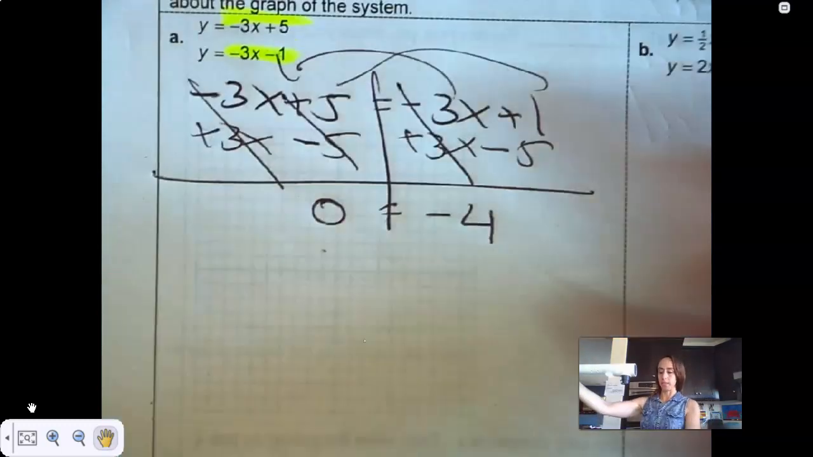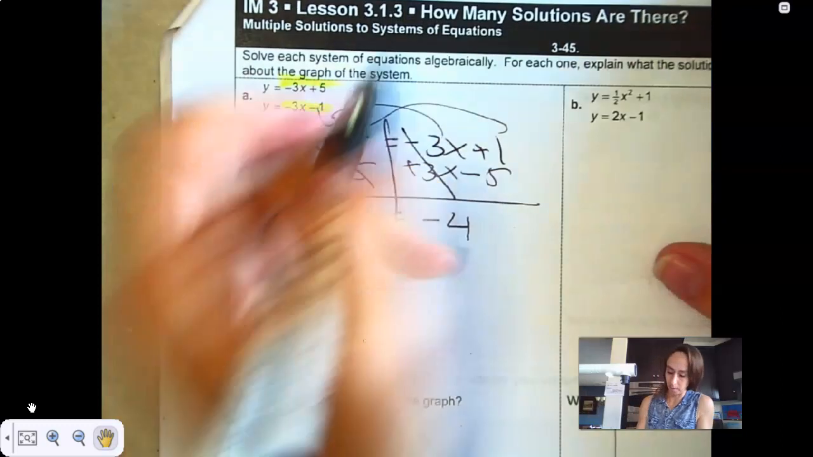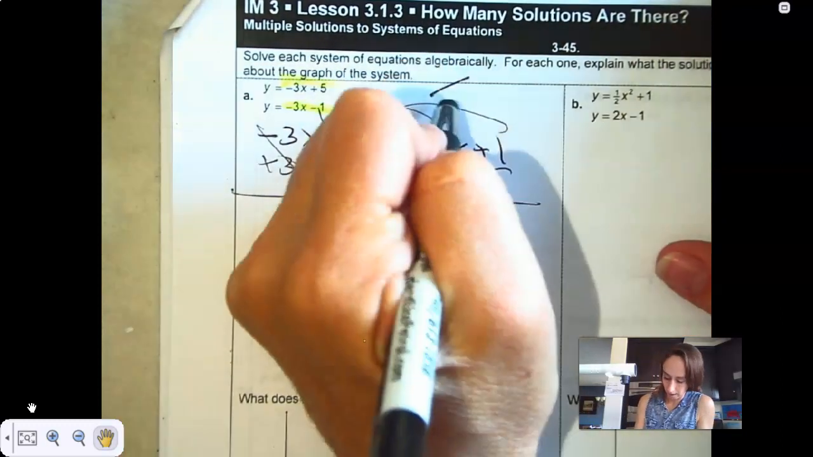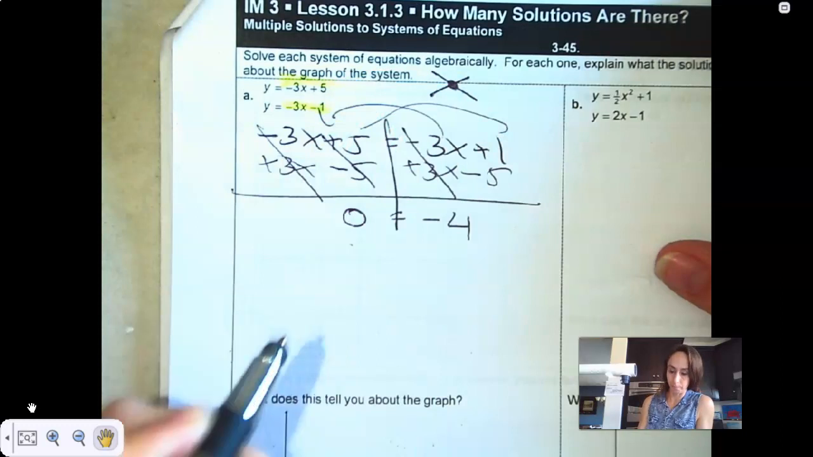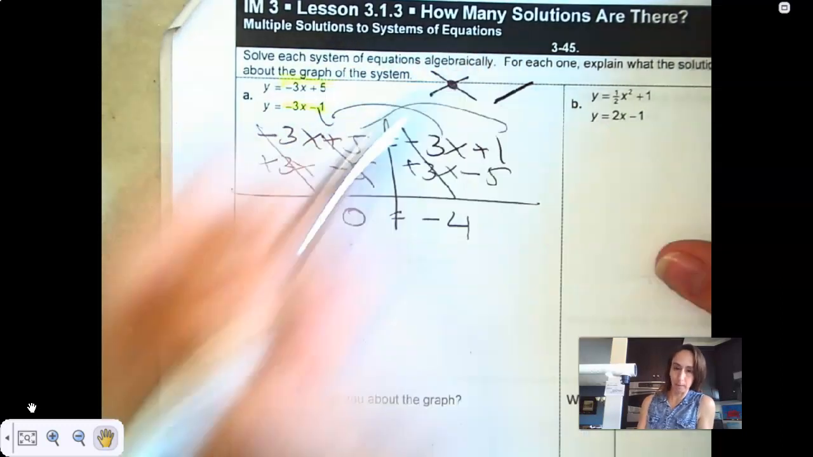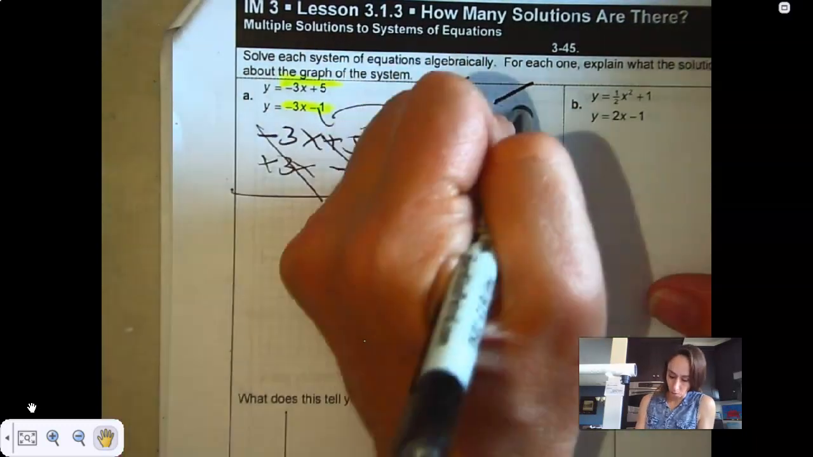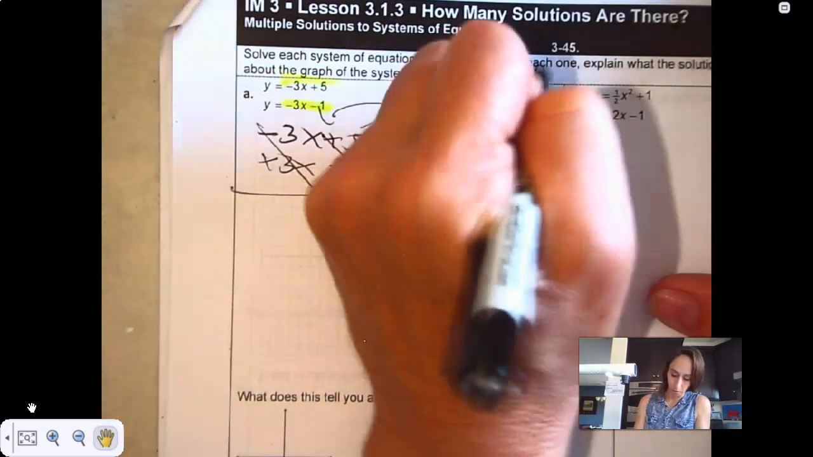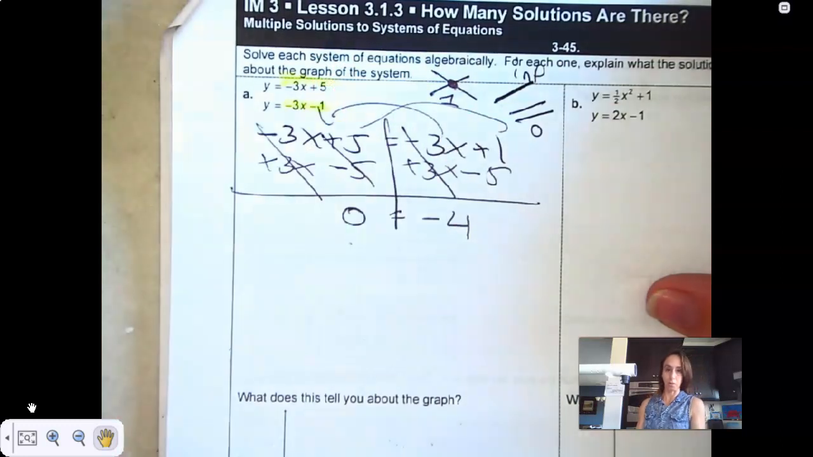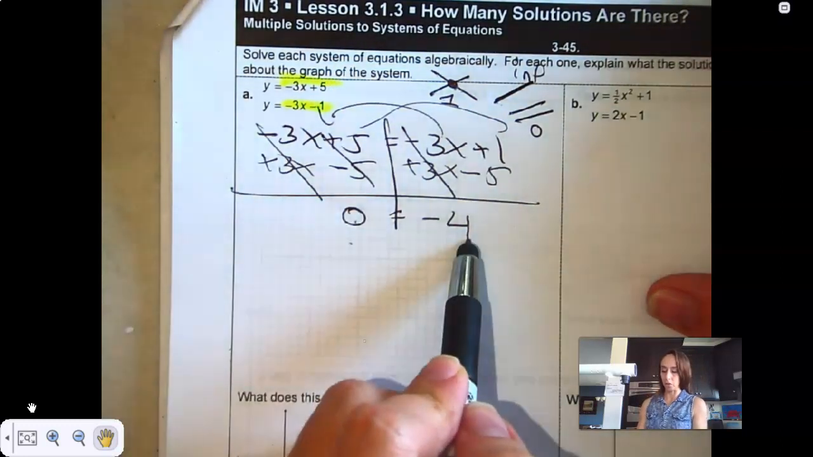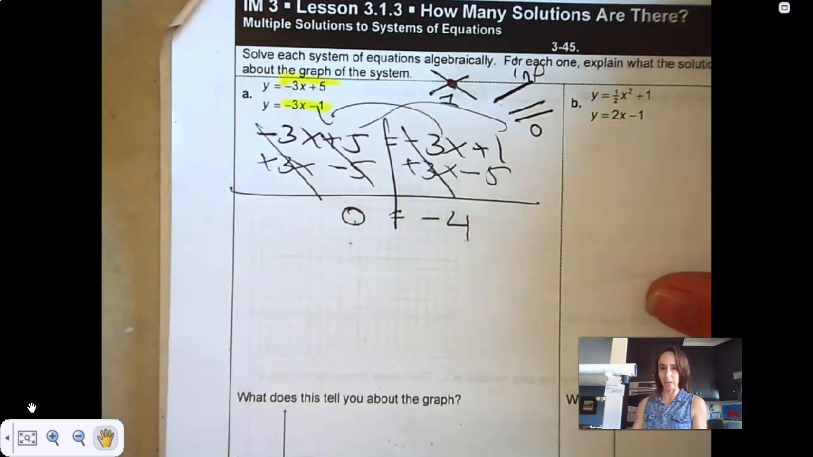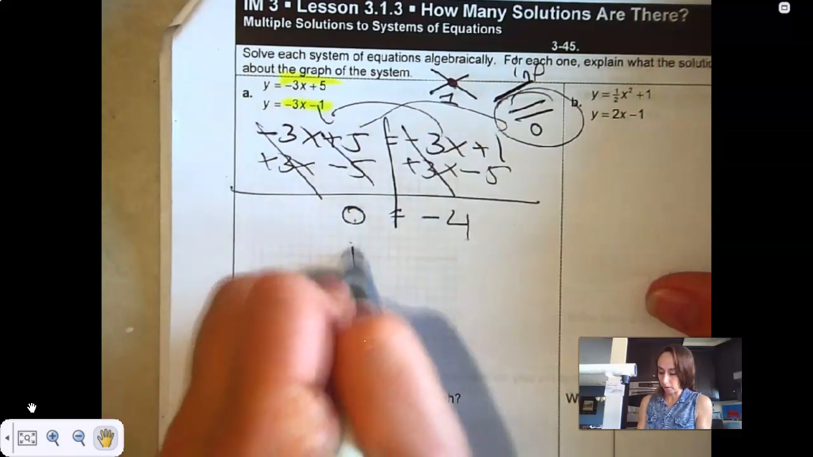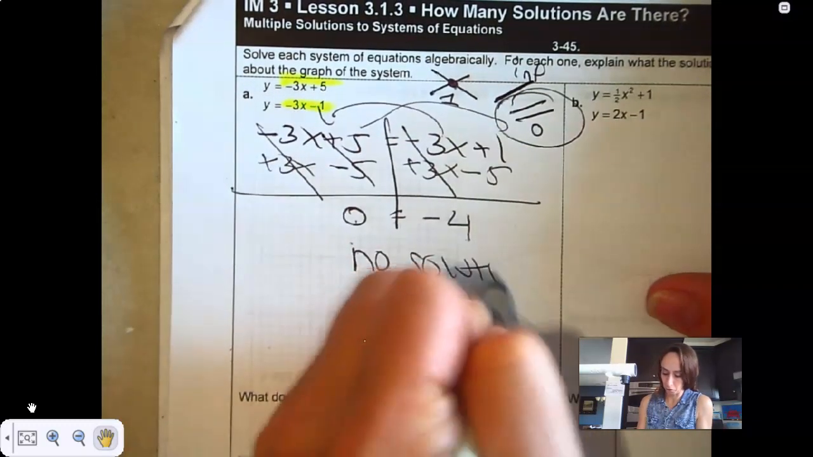Well, if this is a line and this is a line, my options are that I either have them touching one time, they're the exact same line, so it's infinite, or they're two lines and they don't touch at all. So 0, infinite, or 1 are my options. So I don't even have anything to solve for. That means that if I can't solve for anything, there is no solution.